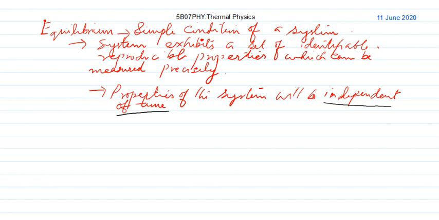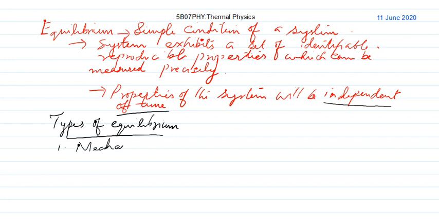Now there are three major types of equilibria. So what are the types of equilibrium? There are three major types of equilibrium. The first is mechanical equilibrium. The second one is chemical equilibrium. And the third type of equilibrium is known as, what you are already familiar with, thermal equilibrium.